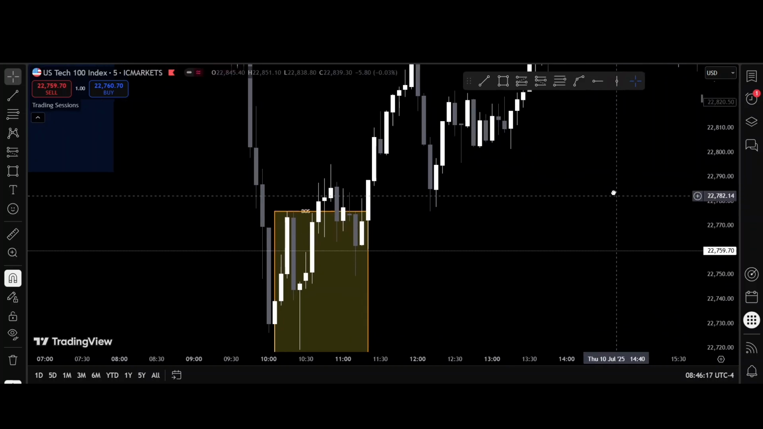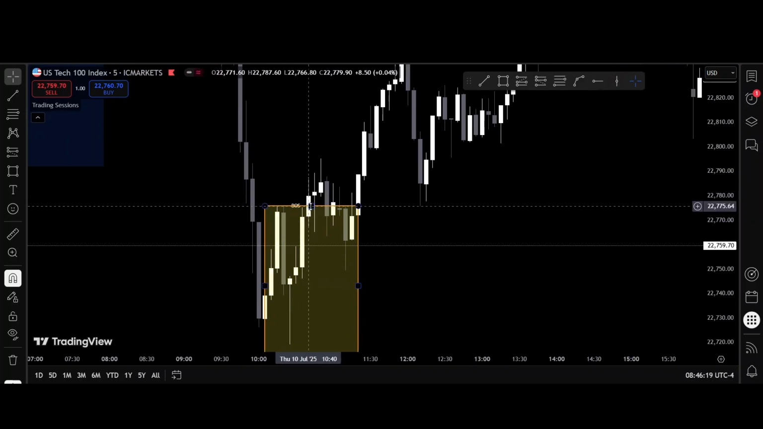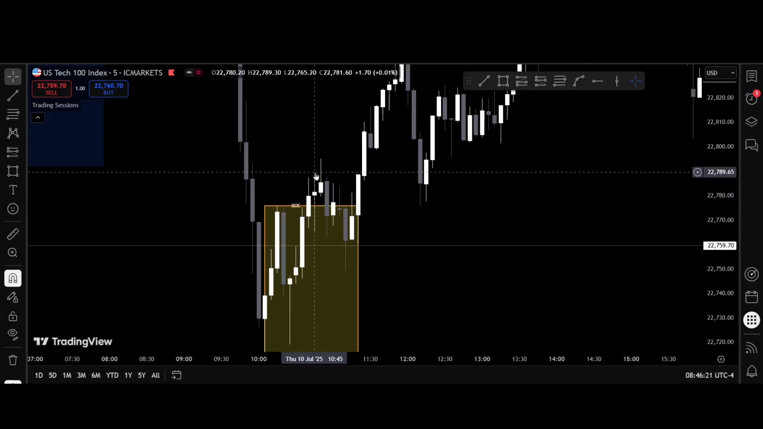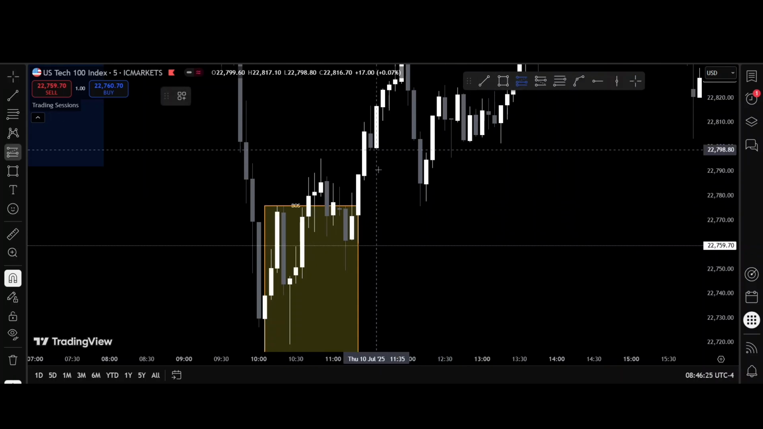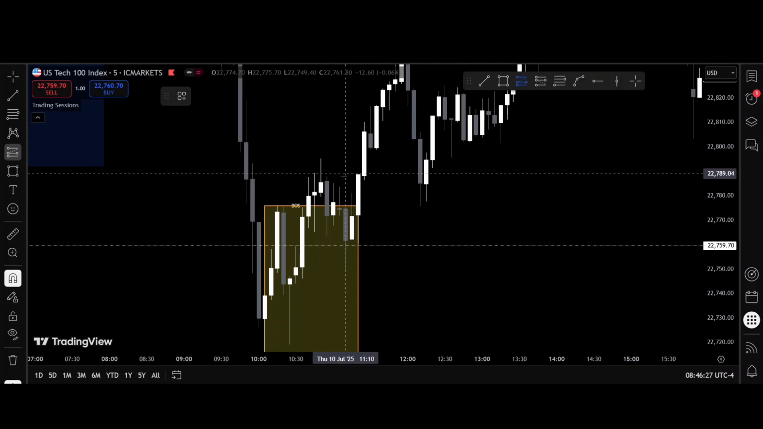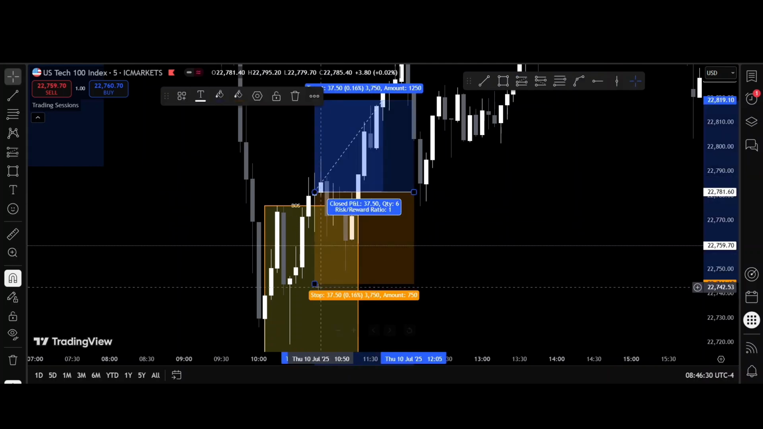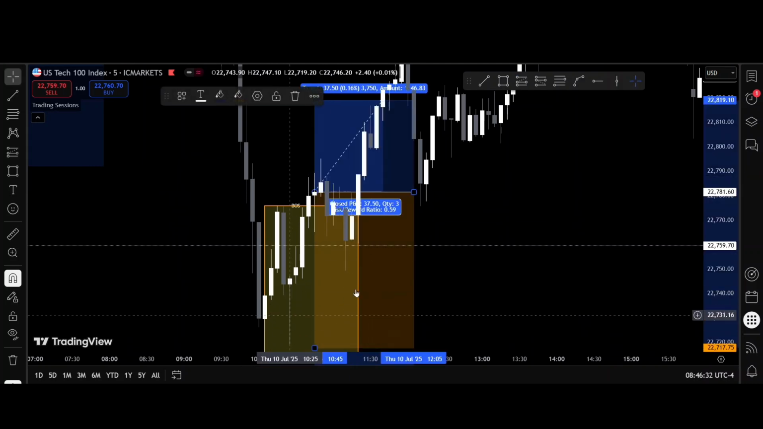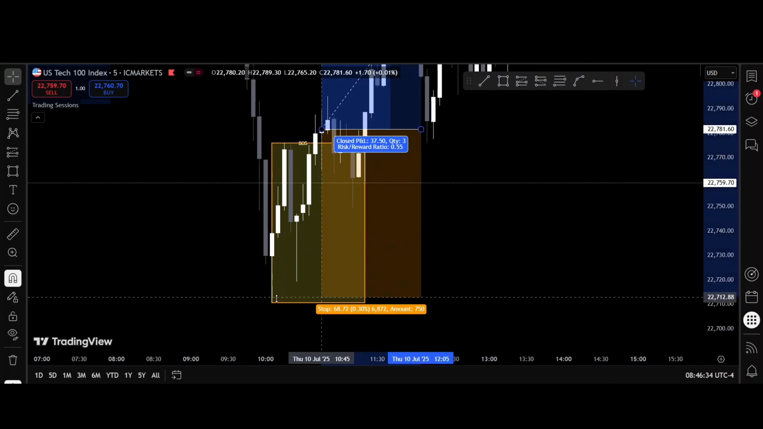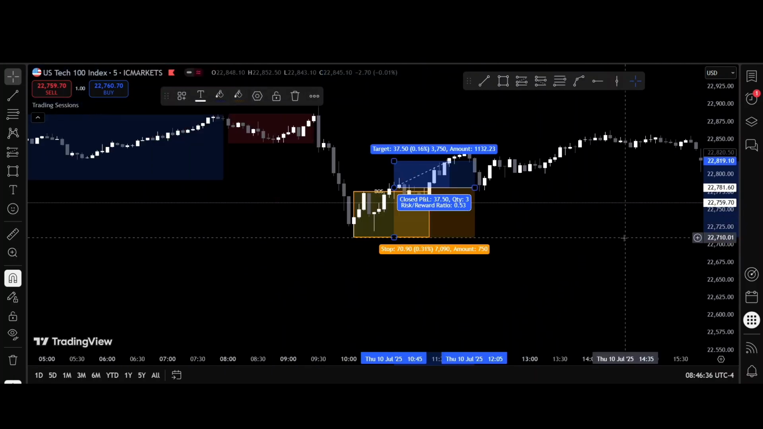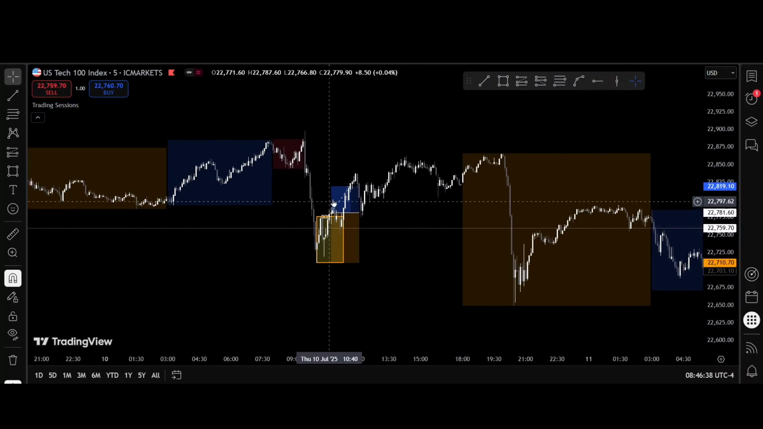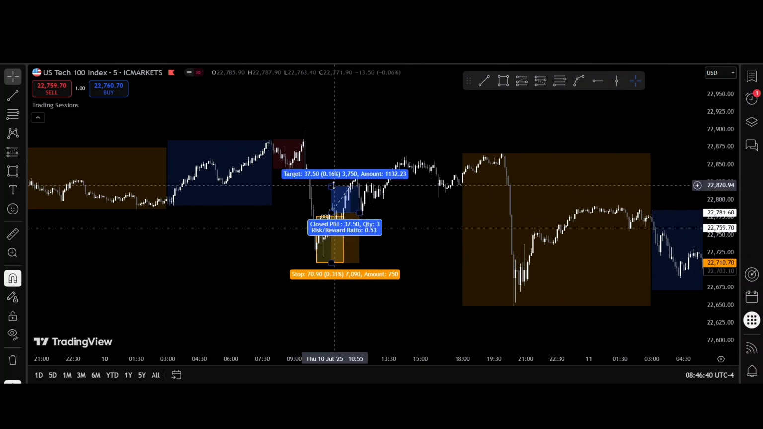Now, we broke structure to the upside right here. Then on the next candle, we already got a retracement. This one's not really a good example, but we retrace and we got a strong rejection. What do we do? We long this. Stops at the low, and target anything you want to target, bro.